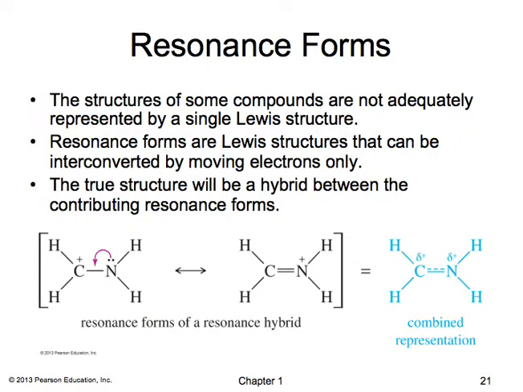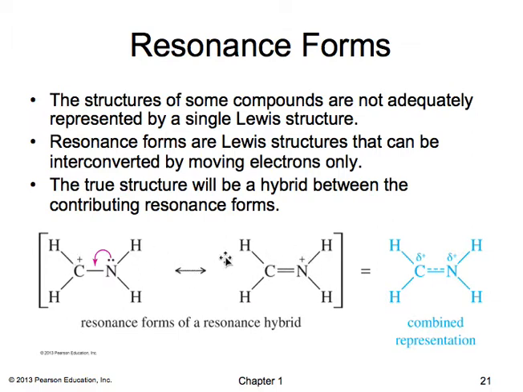Now, resonance forms are important as well. Structures of some compounds are not adequately represented by a single Lewis structure. As a result, you have resonance forms, which are Lewis structures that can be interconverted by moving electrons only. The true structures of such compounds are usually a hybrid between the contributing resonance forms. So, for example, here's this molecule shown here in which you have a carbocation and a nitrogen. Now you see electrons being pushed from the nitrogen lone pair to form another bond here. This then leads to the migration of this positive charge to the nitrogen.